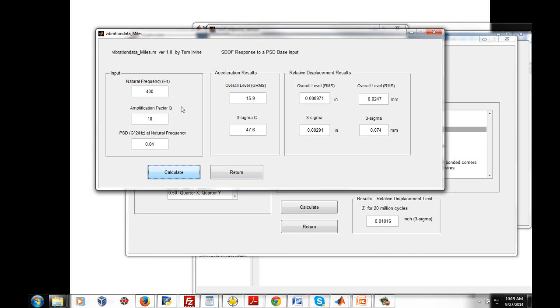So what this is telling us is that in terms of Steinberg fatigue methodology, it is best to have a stiff board with a higher natural frequency, assuming a flat input PSD.